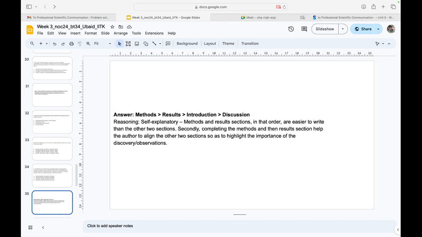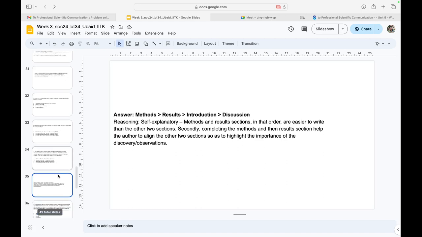So the answer is this: the methods and result sections, in that order, are easier to write than the other two sections. Secondly, completing the methods and then the result section helps the authors to align the other two sections so as to highlight the importance of the discovery or observation. So it is mentioned there that it is very helpful.